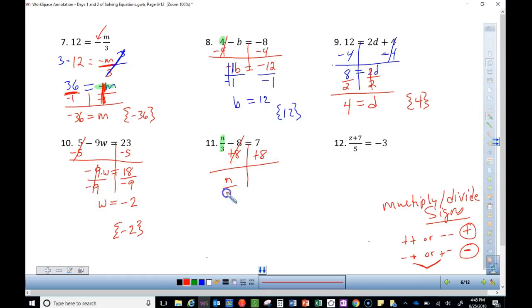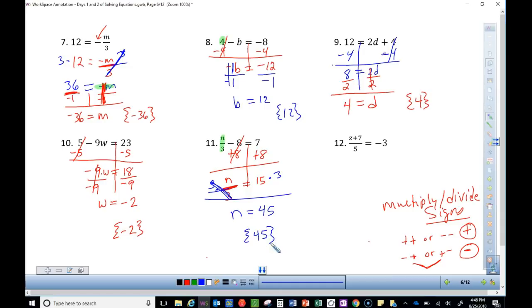So n divided by 3 equals 15. Now to get rid of divided by 3, opposite of divide is multiply. So we'll multiply by 3. So 3n over 3, 3 over 3 makes 1. Multiply this side the same way. So n equals 15 times 3 is 45. So the set will be 45.